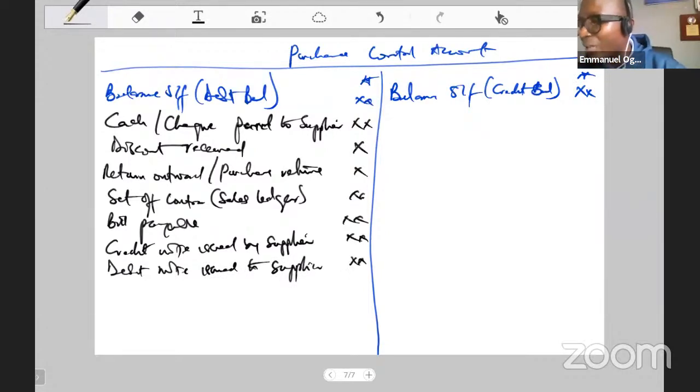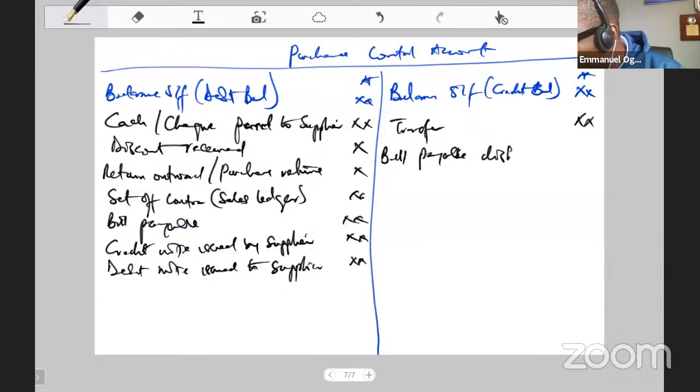So let's see those things that can increase our debt or obligation. I think we have mentioned things like what we call transfer. We can talk about bills payable dishonored. Please, it's very rare to have a bill payable dishonored, so be very careful. You can also have what we call returned check. Those are the checks that have been returned.